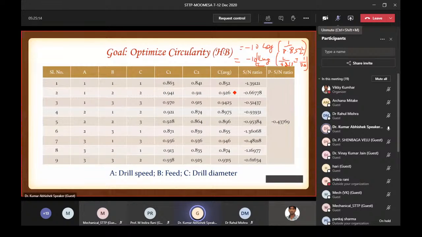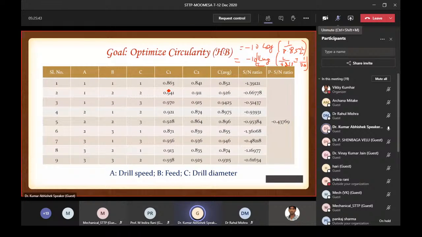Similarly, you are going to compute the signal to noise ratio for every set of the experiment, and you have computed it as this signal to noise ratio. How this value has come, we will discuss later.